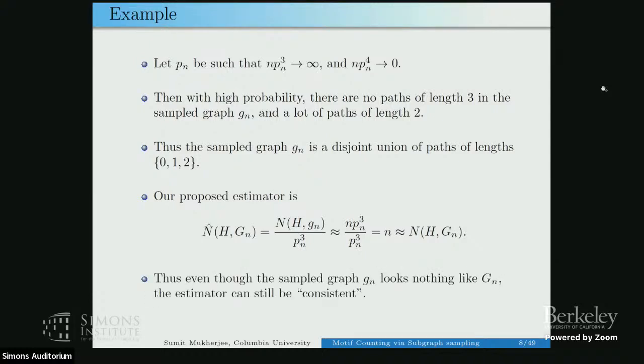So the point is that your sample graph G_n depends on your perspective, and doesn't look like your big graph, but it's still consistent with very small p. You don't need p to be fixed here. p can go to 0 at reasonable rates.